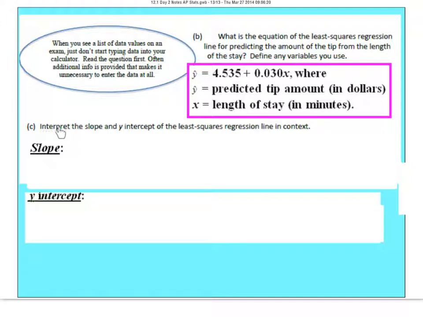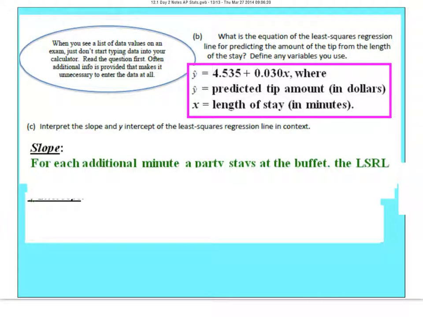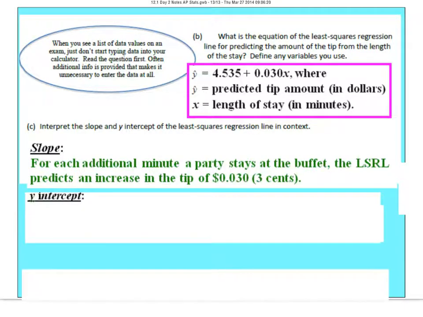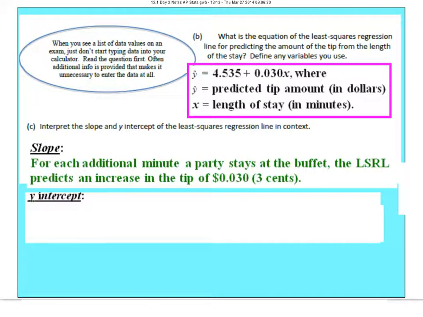For part C, let's interpret the slope and y-intercept. The slope in this case would just say that as x goes up by one unit, it's how much we would expect y to change. So in context, we could say for the slope, for each additional minute a party stays at the buffet, the least squares regression line predicts an increase in the tip of about 3 cents.